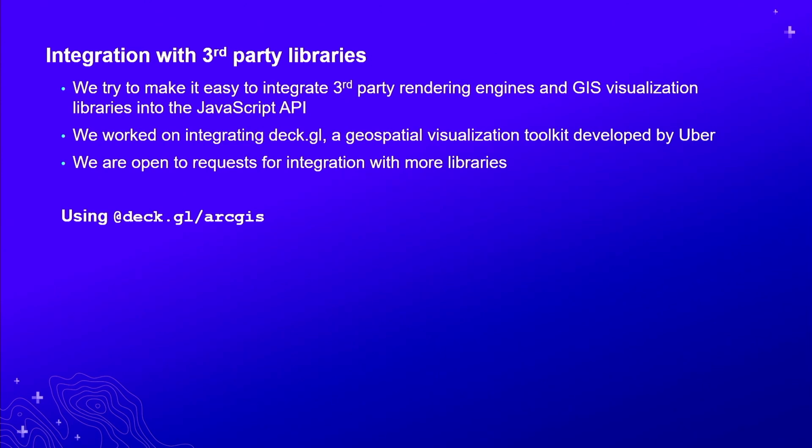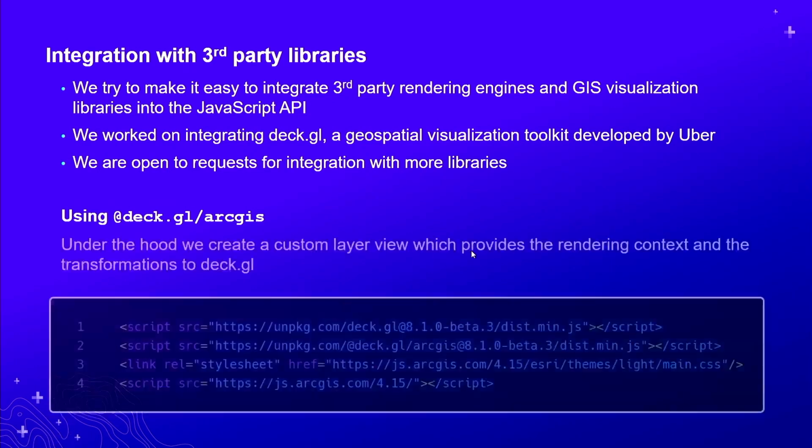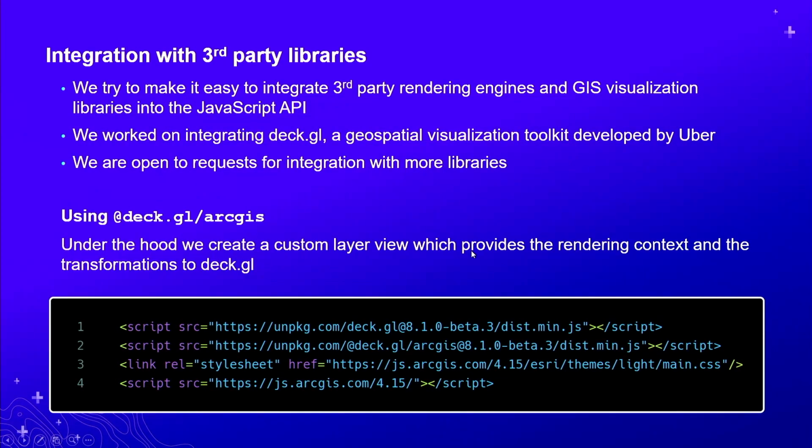Dario is now going to do a walkthrough on the integration with deck.gl. Together with the visualization team at Uber, we developed an NPM package. It's called deck.gl ArcGIS. You can get it from unpkg.com and use it to build a custom layer view based on deck.gl. The way you do it, you import the main deck.gl module from unpkg, then you import the deck.gl ArcGIS extension, and then you import the ArcGIS API as usual.